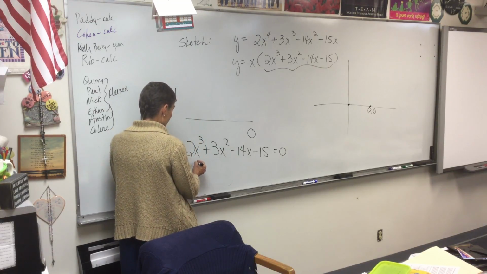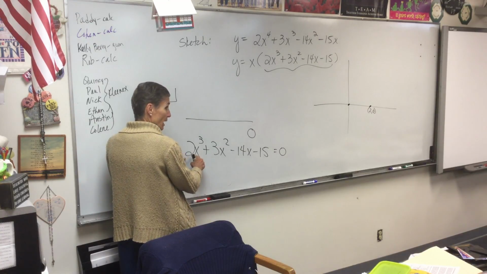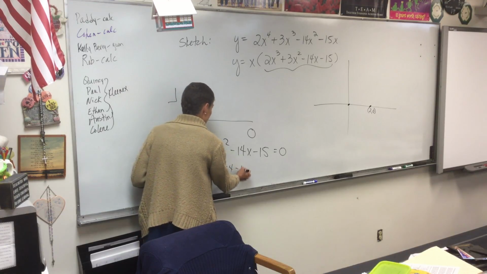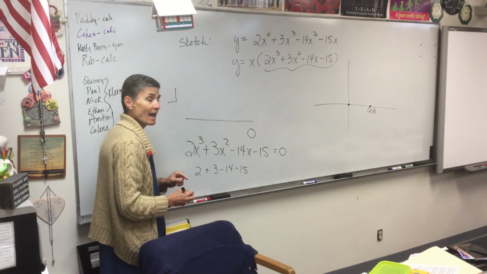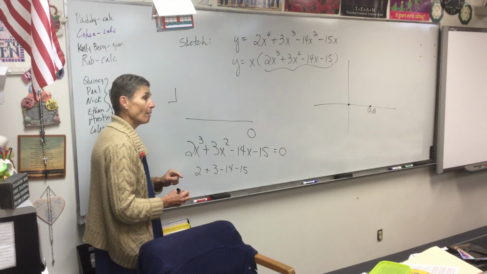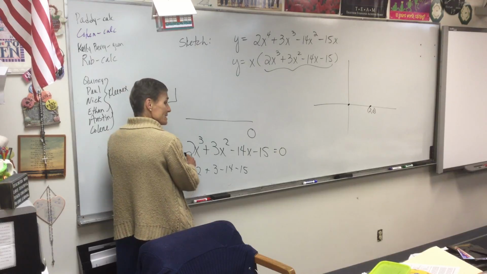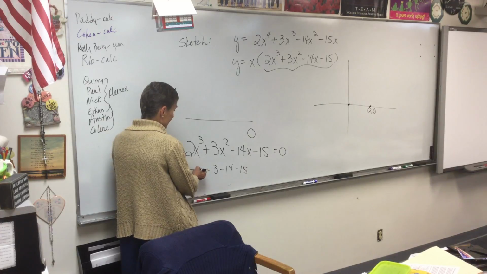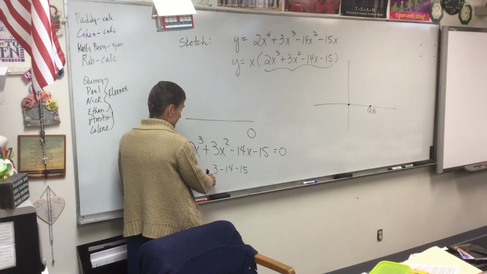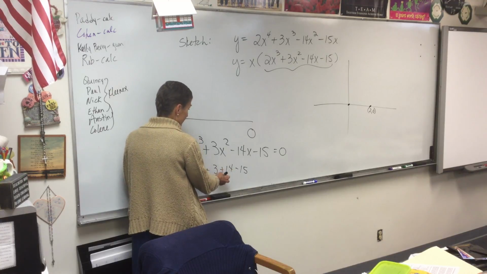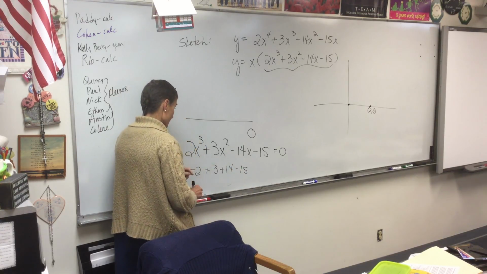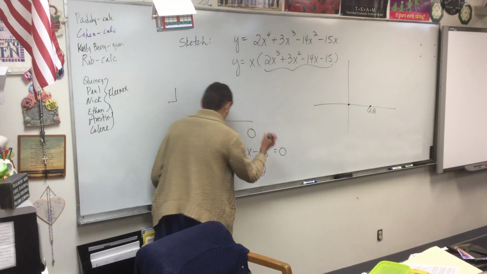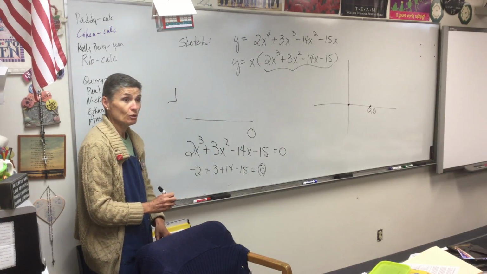If I try the number 1, I'm putting 1 in for x. This would be 2 plus 3 minus 14 minus 15. Is that going to add up to 0? No. How about negative 1? What would negative 1 do? Well, I'm putting in negative 1 right here. So negative 1 would give me negative 2, positive 3, positive 14, and negative 15. That looks hopeful. Doesn't that equal 0? Good news, happy.